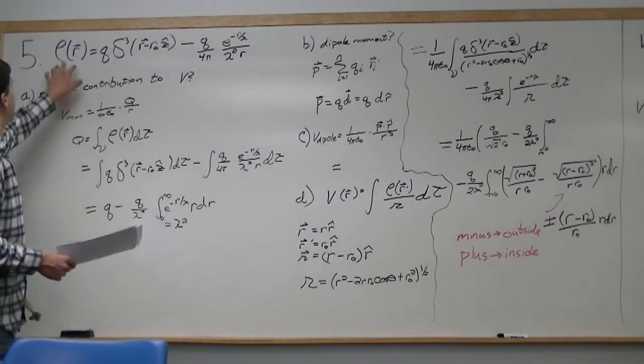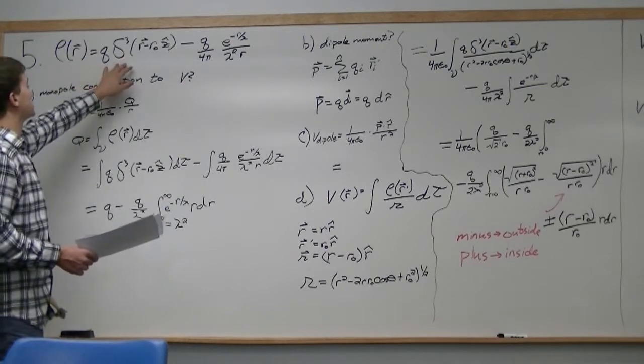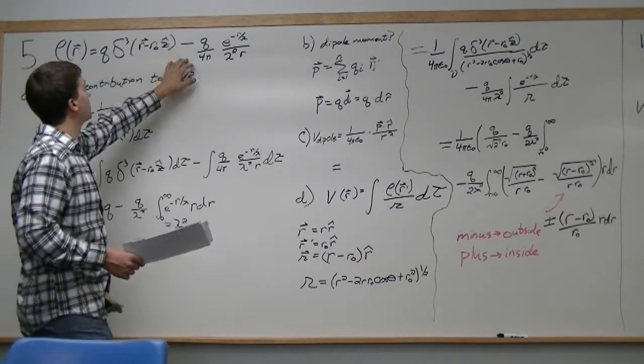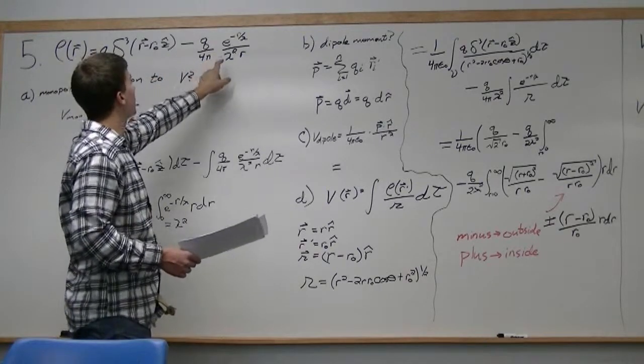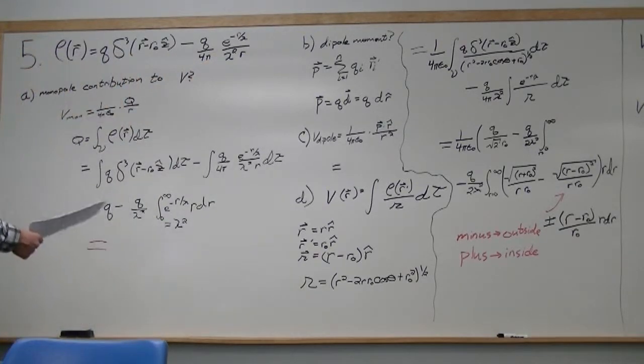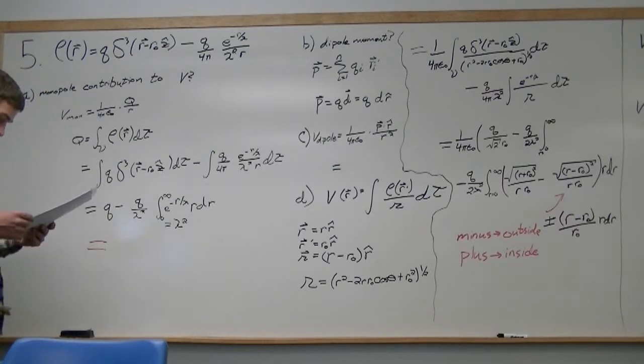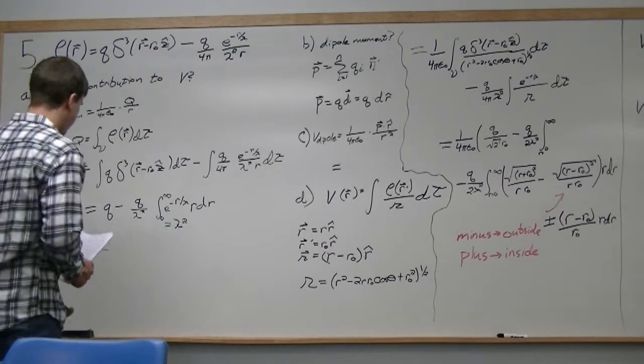charge distribution rho of r equals q times the delta function of r minus r naught z hat minus q over 4 pi e to the negative r over lambda divided by lambda squared times r. Part A says calculate the monopole contribution to the potential, and does this agree with your expectations?